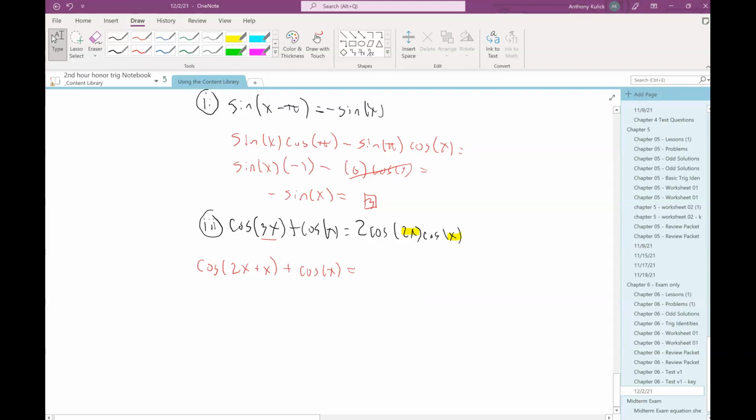So I'll apply my angle sum formula for cosine. So it's going to be cosine 2x times cosine x minus sine 2x times sine x. And I have plus still that cosine x there.